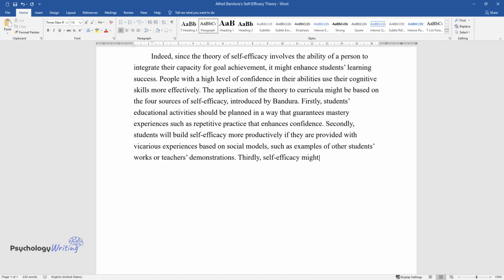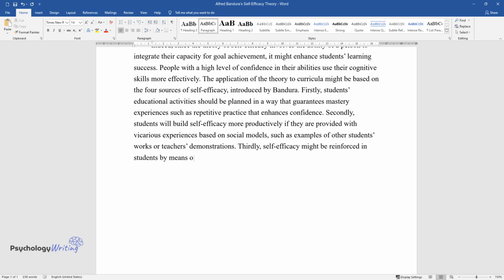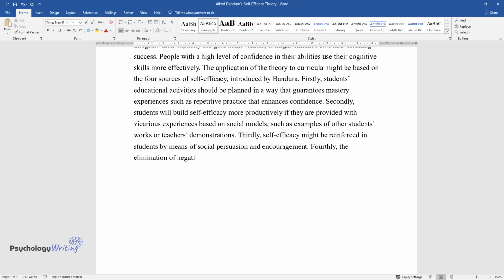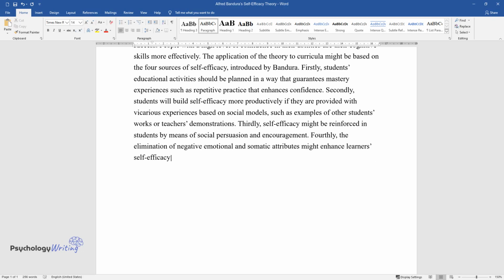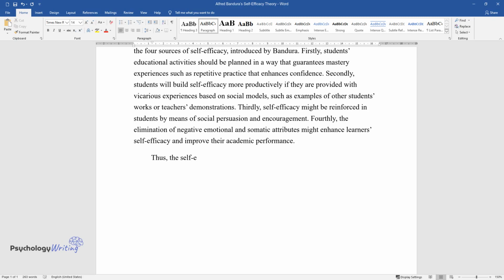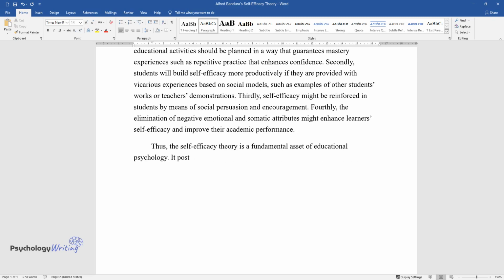Thirdly, self-efficacy might be reinforced in students by means of social persuasion and encouragement. Fourthly, the elimination of negative emotional and somatic attributes might enhance learners' self-efficacy and improve their academic performance. Thus, the self-efficacy theory is a fundamental asset of educational psychology.